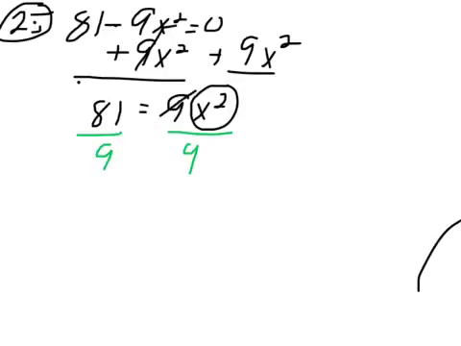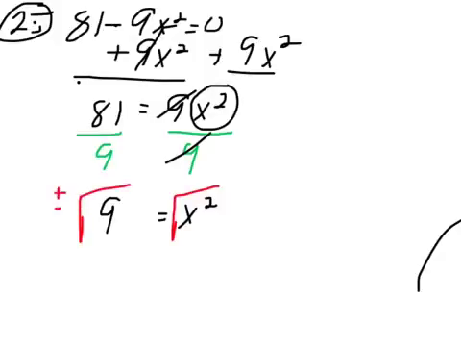Okay, that would cancel out and leave me 1x squared, and 81 divided by 9 is 9. Now I've got x squared is 9. How do you solve a square? You square root. The opposite of squaring is square rooting. So I'm going to square root both sides, but the minute I square root, I have to remember it's an even root, so we put a plus and a minus on it.